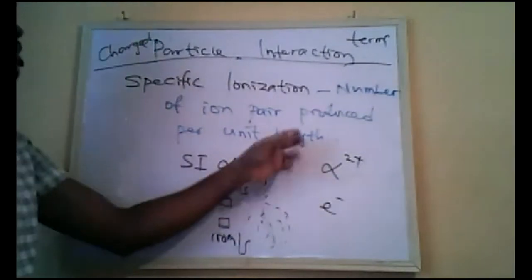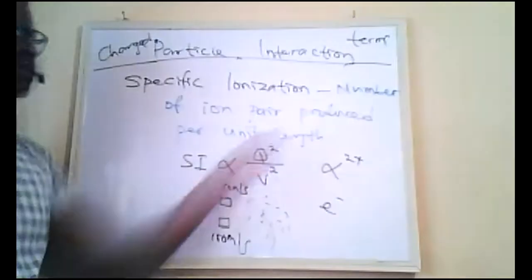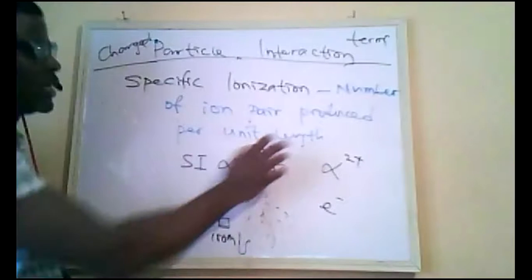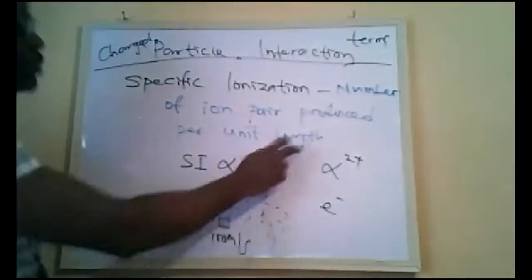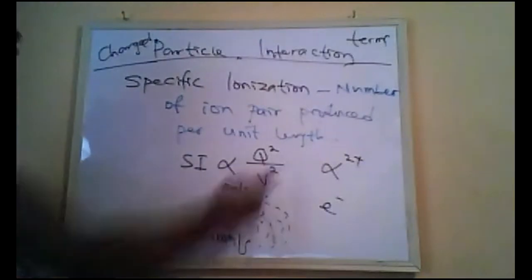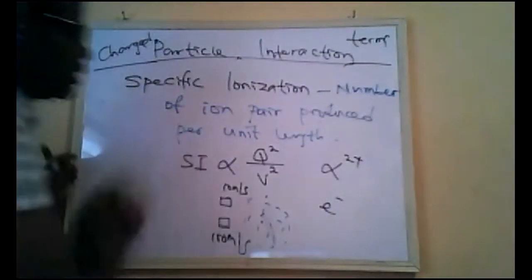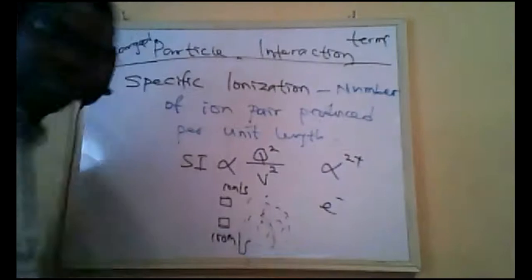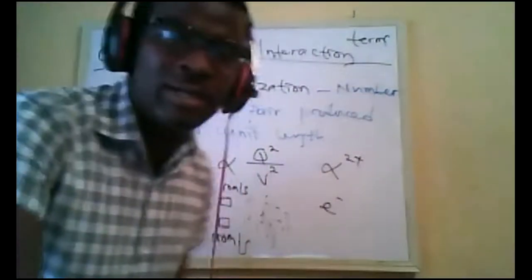This equation is apt in the sense that charge squared over velocity squared is directly proportional to the charge, whereas it is inversely proportional to the velocity. The more the velocity, the lesser the specific ionization. I think there should be a diagram you're going to see.